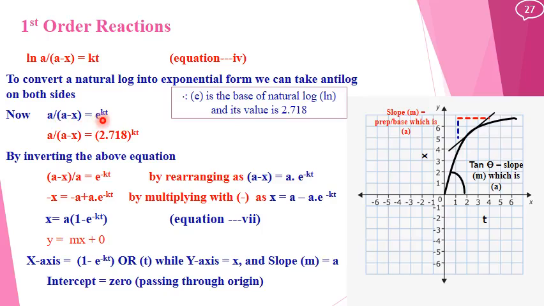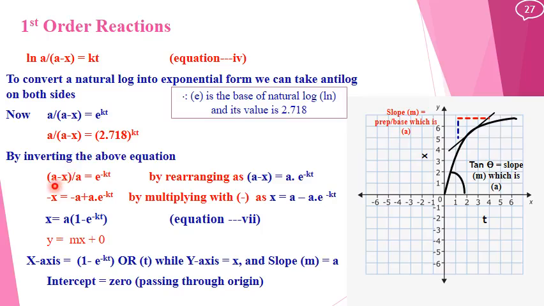But on the right hand side, e is the natural log's base, and kt is shifted as an exponent of e. E is the natural log base value. If we don't have the log natural on the right hand side, by taking its anti-log, we may shift the value as an exponent of the base of that log natural, and its mathematical value is actually 2.718. This equation can be written as a over a minus x is equal to 2.718 raised to power kt.